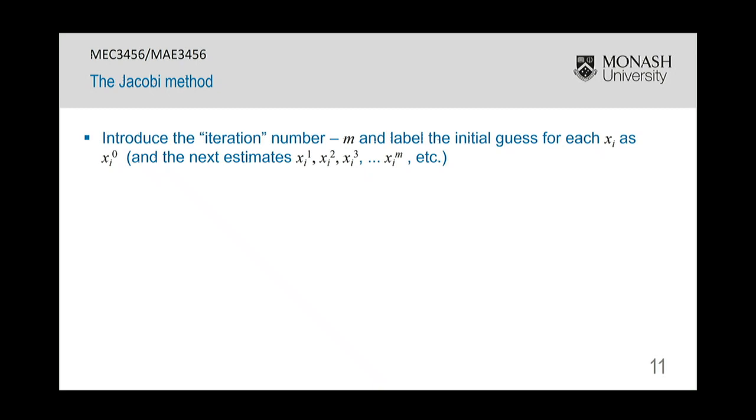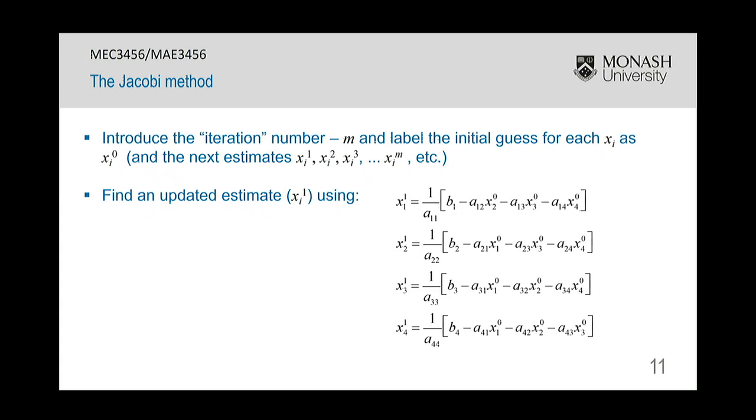So let's just have a look at doing this. Imagine that we have suitable values of xi0 for all of the xi. We're going to calculate a new estimate xi1 using the following set of equations. For x1, the first iteration is going to equal the equation that we saw previously, with all of the x's on the right hand side at our initial guess. So in other words, x20, x30 and x40.